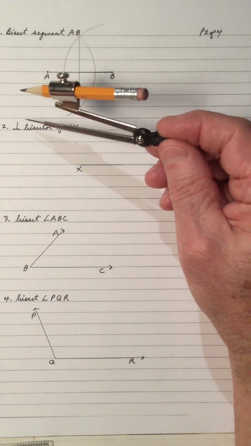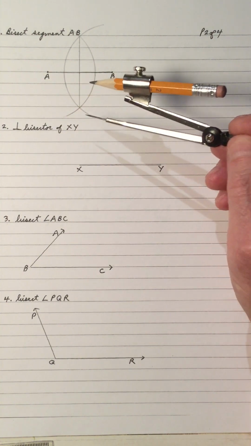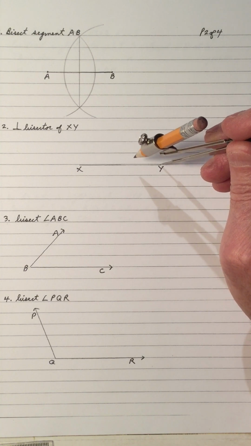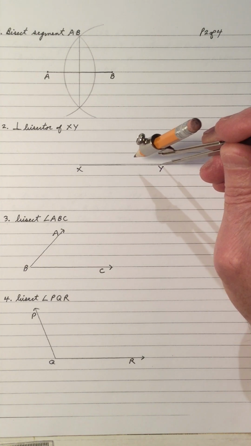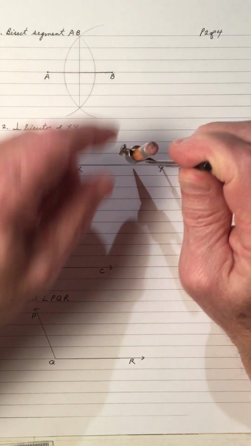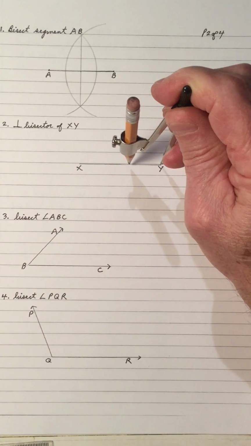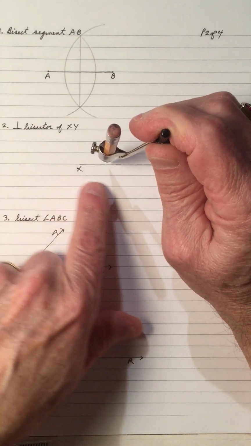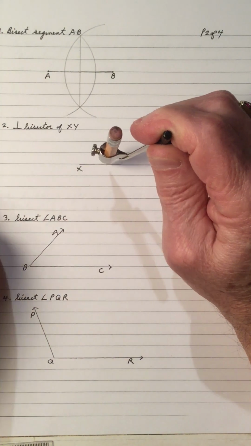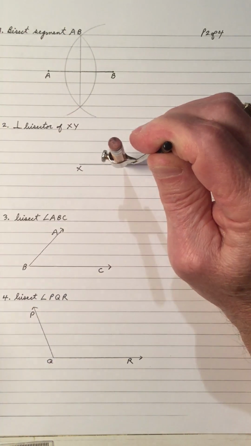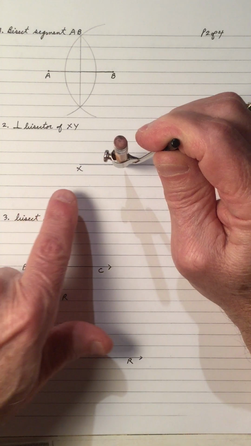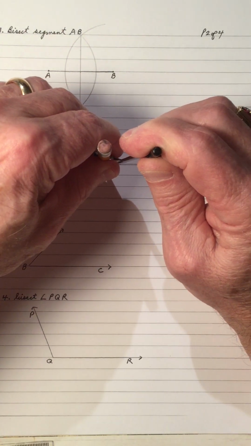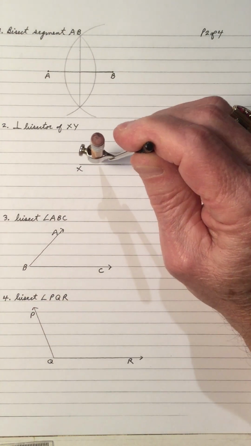Now we have number 2, the perpendicular bisector of AB. Well, we're going to do the same thing, only we're going to call it a different name. So we're going to place the compass at Y. And again, we're going to open it up so it's more than half the length of XY, whatever the length is. If I go less than half, the arcs from X and Y will not intersect. So let's go more than half, close to X, and we'll draw an arc.